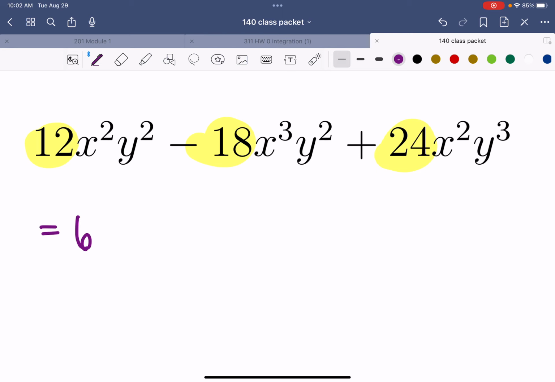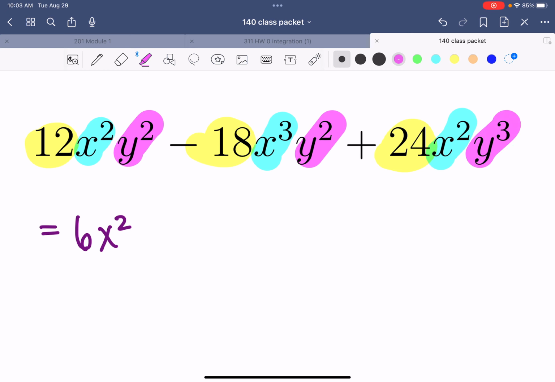So this is equal to 6. Now, then we're going to look at the x part. This one has 2 x's, 3 x's, 2 x's. So each of the terms has at least 2 x's. So an x squared is going to be my common factor. So we're going to take an x squared. Then I'm going to look at the y's. So y squared, y cubed. They also all have at least 2 y's. So that means I'm going to take out a y squared.